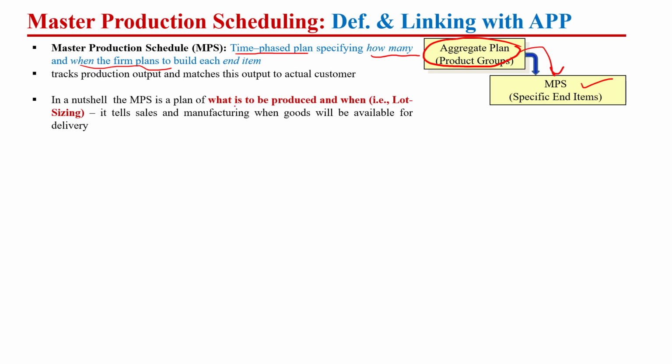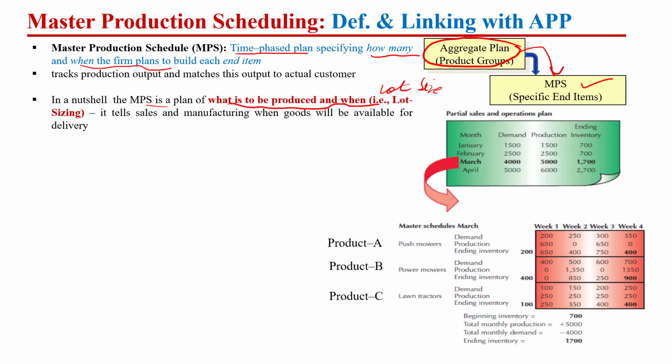So, in a nutshell, the master production schedule is what is to be produced and when it is to be produced, which is basically the lot sizing definition as well. So either you can call it lot size, or you can say master production schedule, which means how much quantity we should produce and when we should produce, right?